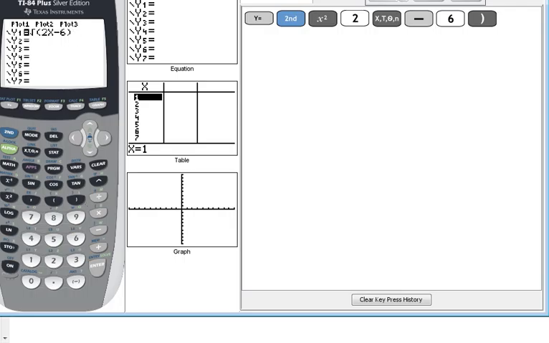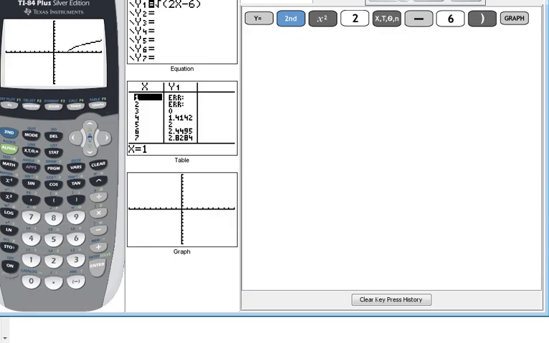Our calculators might be a little bit different. If yours looks like mine, make sure you close the parentheses after that to tell your calculator that all of that is underneath the radical. If you have one where the radical is extended, make sure all of that is underneath that radical sign. And then you're going to press graph. Here's what our function looks like.